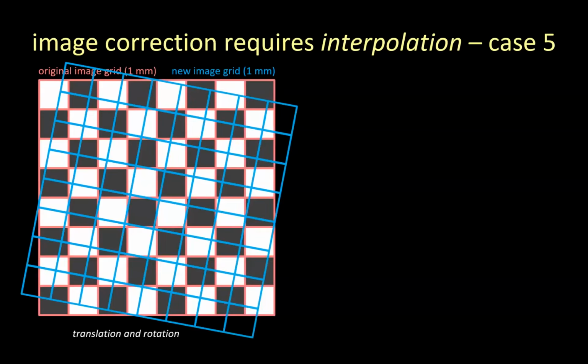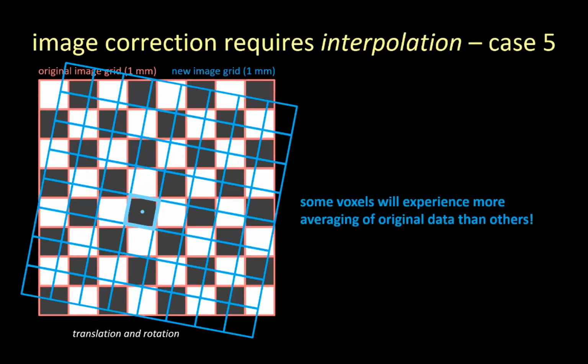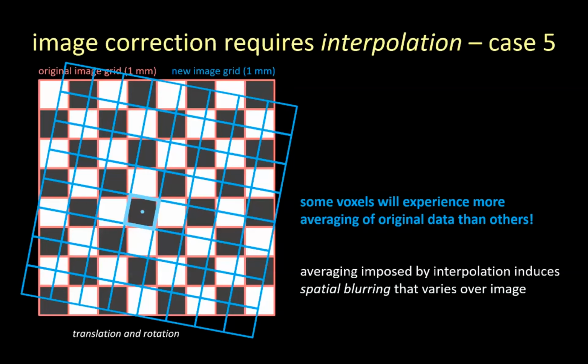So say we rotate the image. Again, more interesting pattern. I just want to point out here that there's some voxels, like this voxel in the center here, that are going to experience less blurring than others, and some voxels will experience more, depending on this pattern of translation and rotation. And so the averaging imposed by interpolation is going to induce a spatial blurring that's going to vary across the image. It's not always so simple.